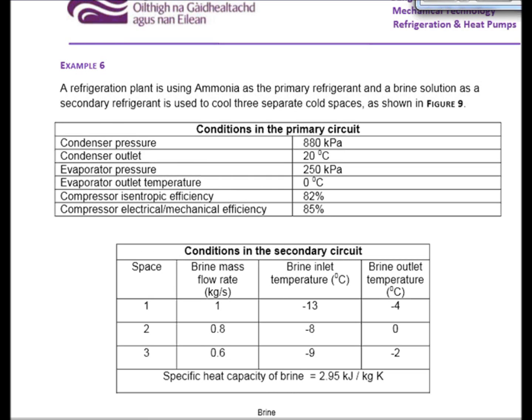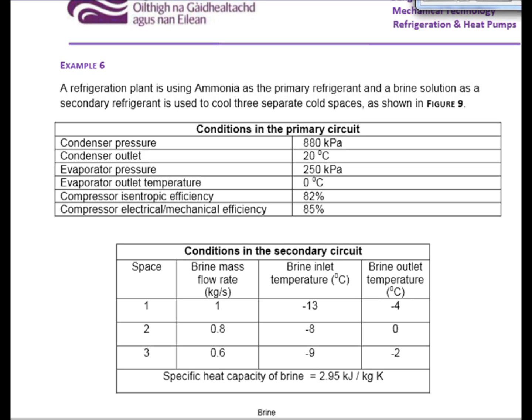So looking at an example of a secondary refrigerant system, we're told here that the plant is using ammonia as the primary refrigerant and a brine solution as the secondary refrigerant, and that secondary refrigerant is circulating around 3 separate cold spaces, as is shown in the diagram at the bottom of the page.